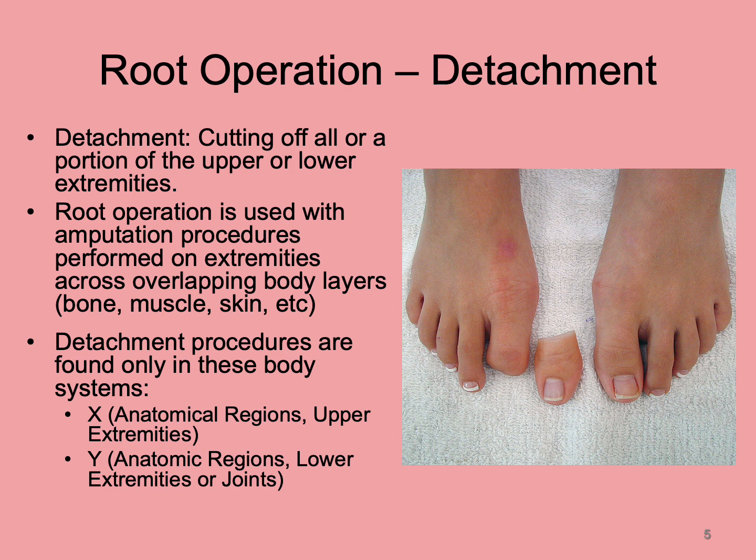So, root operation detachment. Detachment is defined in your PCS book as cutting off all or a portion of the upper or lower extremities. It's used only with amputation procedures performed on extremities. That's because it includes overlapping body layers, bone, muscle, skin, etc. It can't just go into the bone section or the muscle section or the skin section because it includes all of it. Therefore, detachment procedures are found only in these body systems: X, anatomical regions, upper extremities, and Y, anatomical regions, lower extremities or joints.